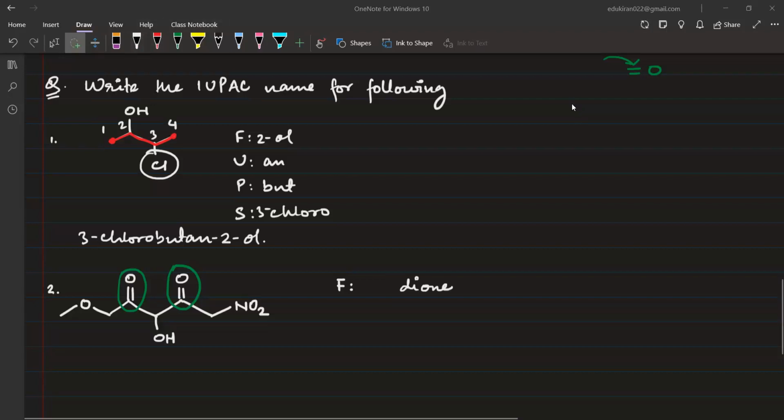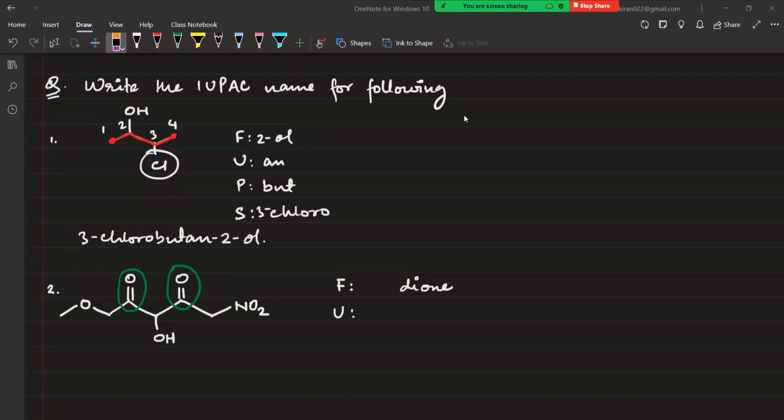Now, when we talk about the unsaturation, what will be the unsaturation here? Please tell me, guys. Is there any carbon-carbon double bond or triple bond? Please tell me what will be the unsaturation. Fia, can you please explain why? Yes, sir, because there are 2 double bonds, so we can write diene.